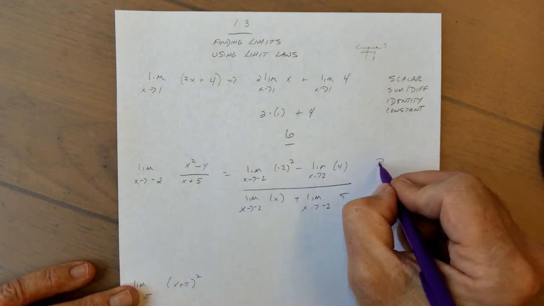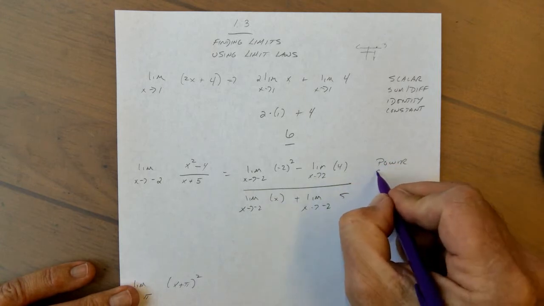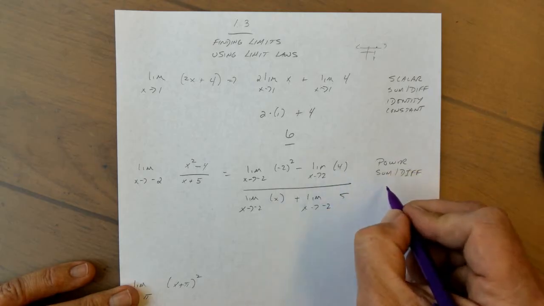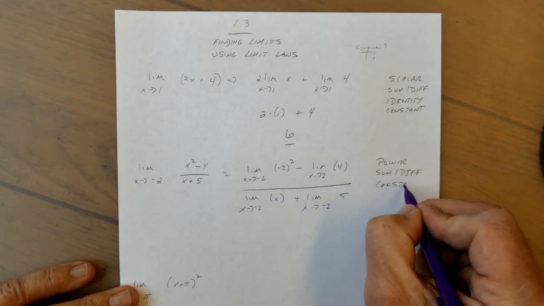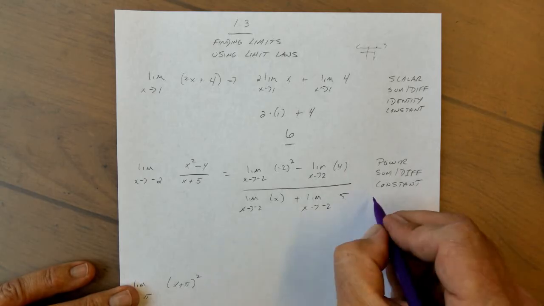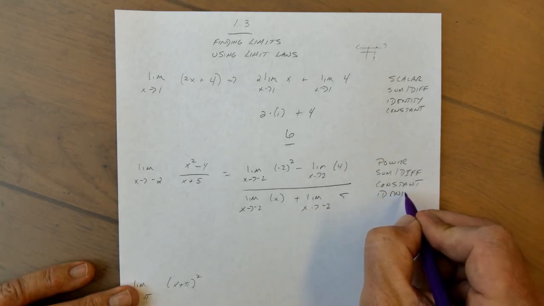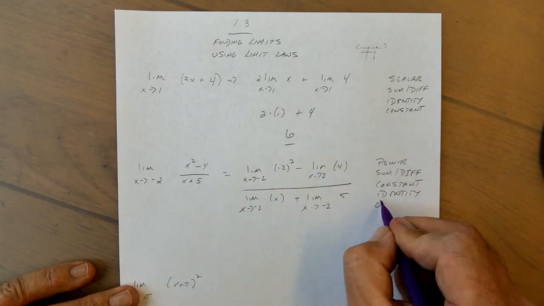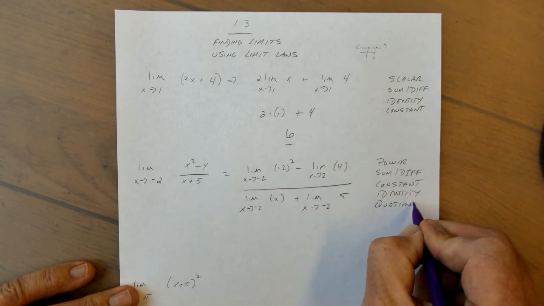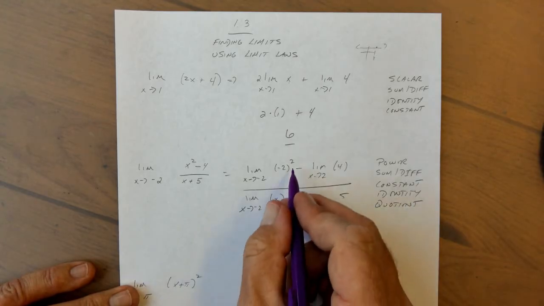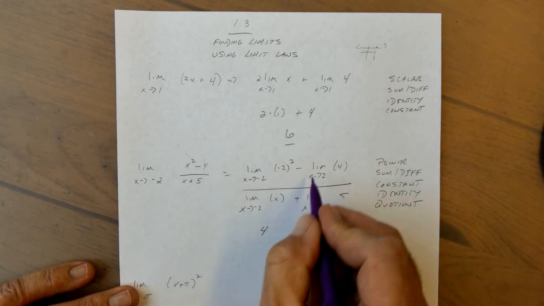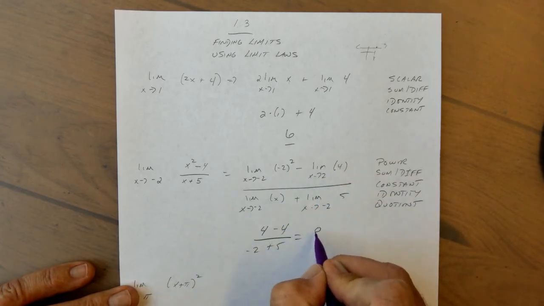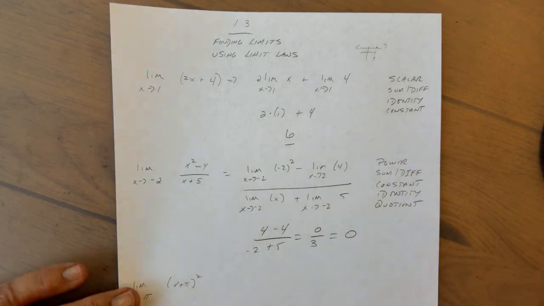So here we are applying power, sum difference. Here is constant. Down here is identity. We have some difference in constant again, and then overall we are applying our quotient. So applying each of these rules, that gives us 4 minus 4 over negative 2 plus 5, which is 0 over 3, which is 0.